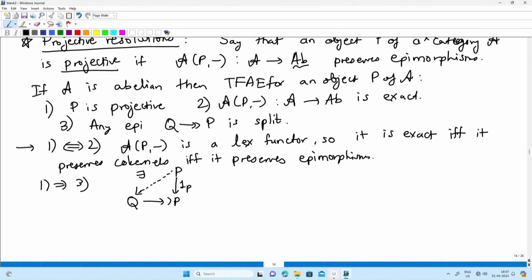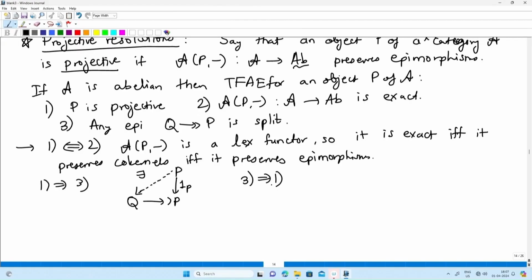Preserves epimorphism means that whenever you are given a surjection and a map from P to the codomain, then you can lift it to a map from P to the domain. So that's precisely what we have written. And 3 implies 1 is also simple. Now suppose we are given A to B. This is an epimorphism, and then we are given a map like this from P to B.